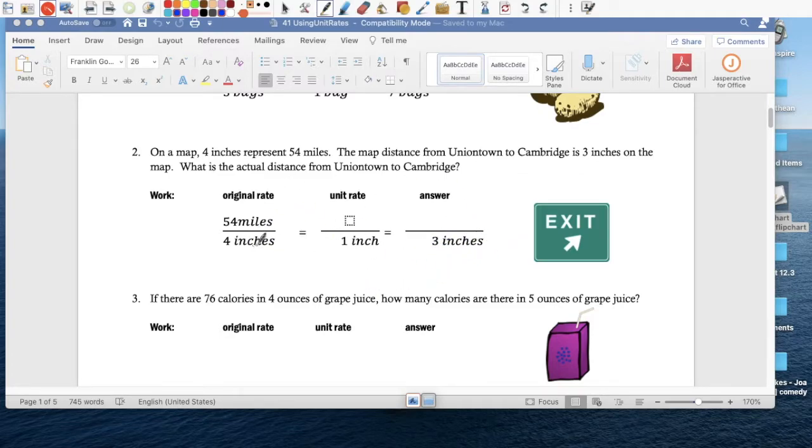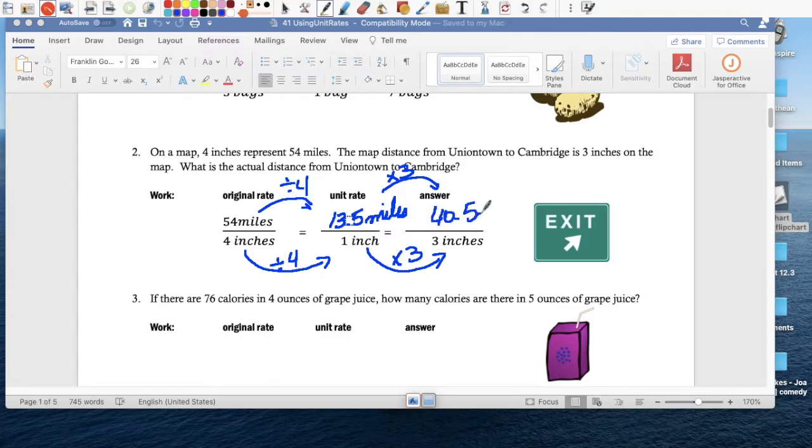So, well, let's use the unit rate. Divide by 4, obviously. So 54 divided by 4 gives me 13.5 miles, and please write the word miles. So each inch is worth 13.5 miles on a map. So now we can ask ourselves, 1 multiplied by what is 3? Well, that's easy, times 3. So over here on top, it's also going to be times 3. So 13.5 times 3 is 40.5 miles. Okay.